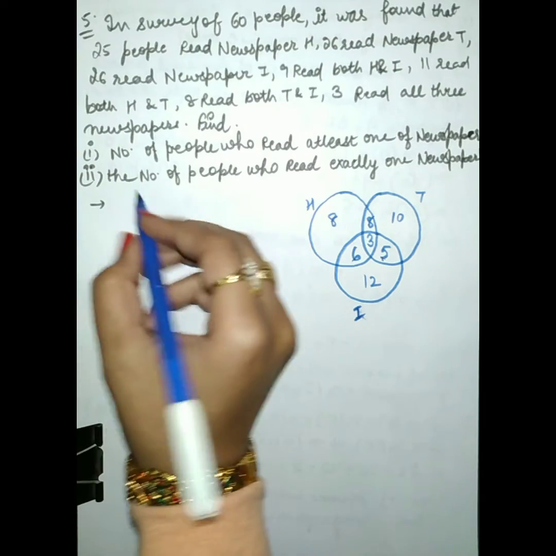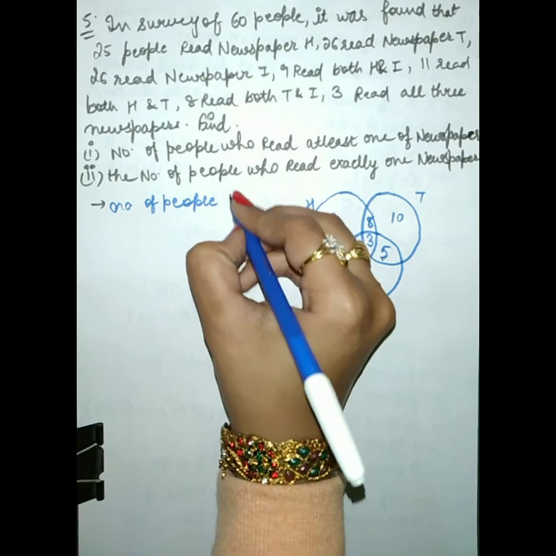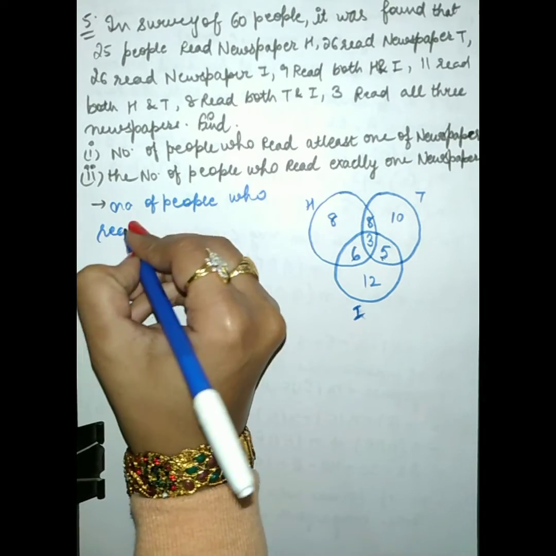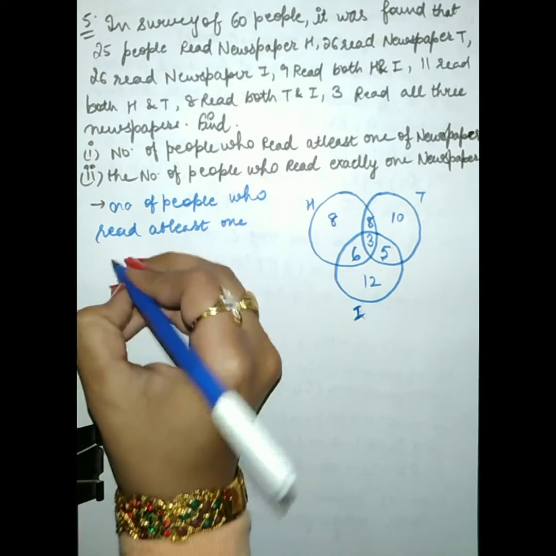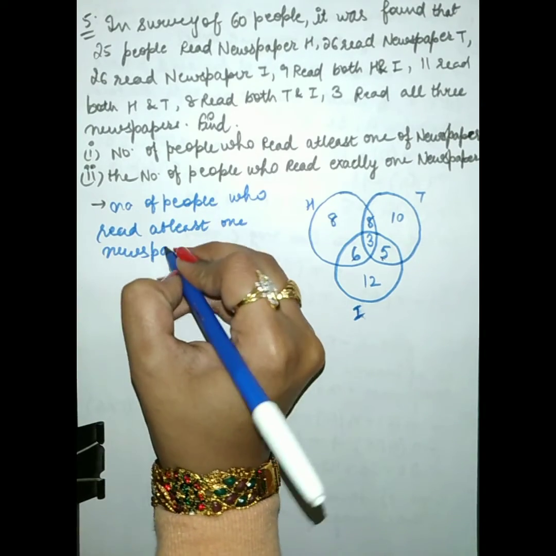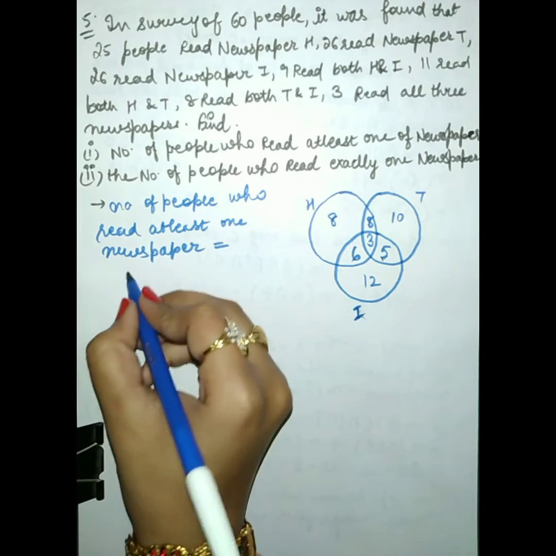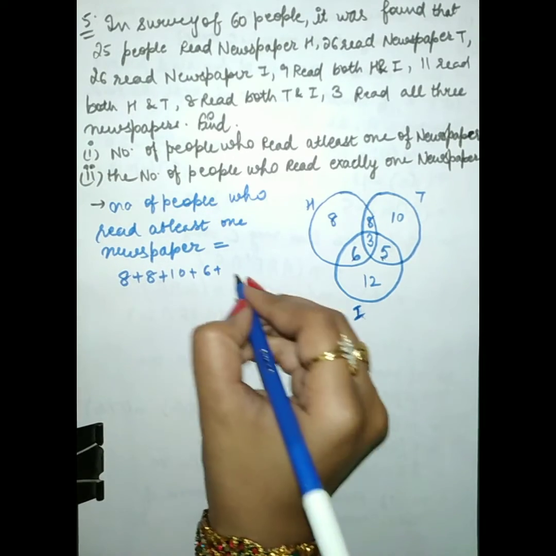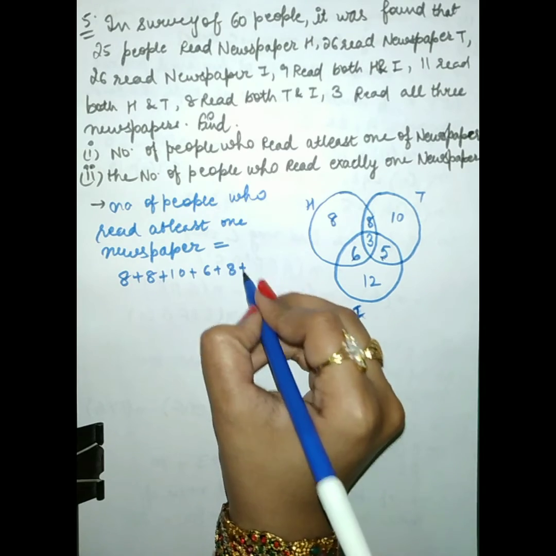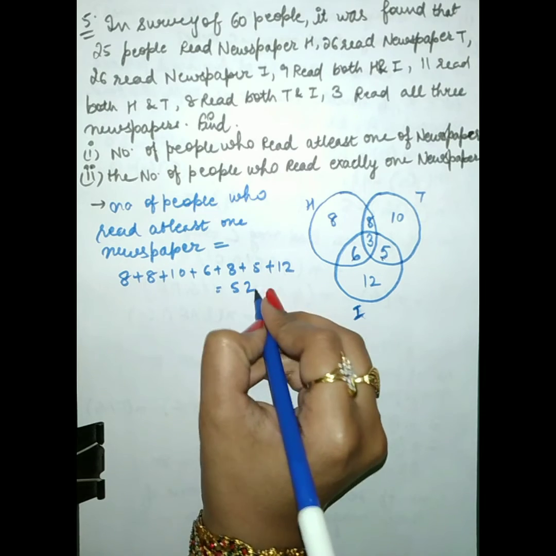Now we will find the number of people who read at least one newspaper, which will be equal to 8 plus 10 plus 6 plus 3 plus 5 plus 12, which is equal to 52.